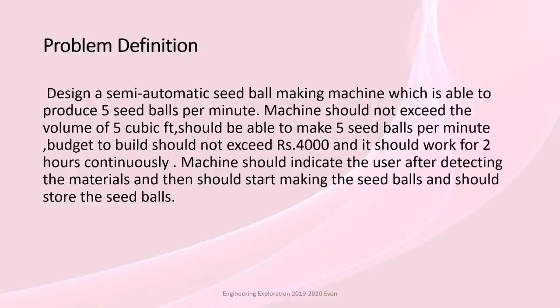Here is our problem definition. To design a semi-automatic seed ball making machine able to produce 5 seed balls per minute with a volume of 5 cubic feet. The budget should not exceed Rs 4000 and should work for 2 hours continuously. The machine should indicate the user after detecting the materials and should start making the seed balls and eventually store them.